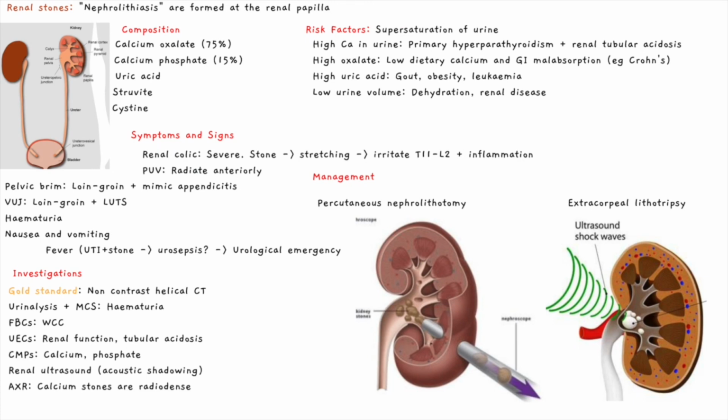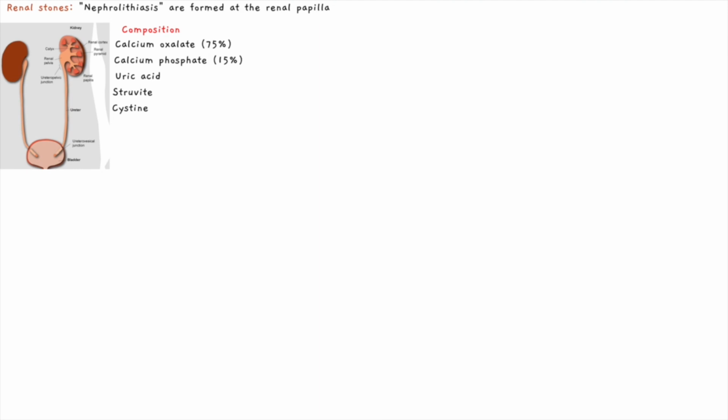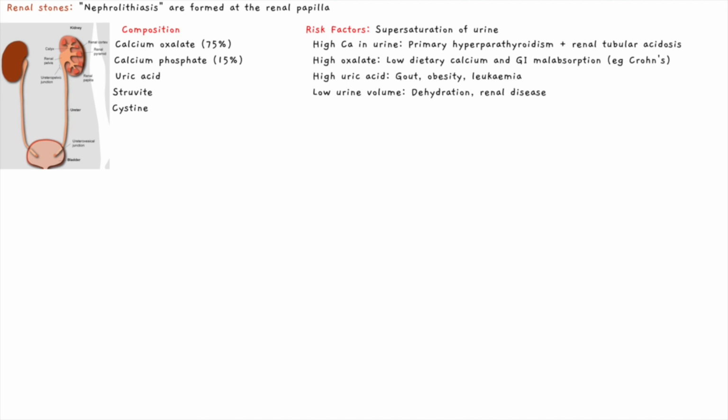This video is on renal stones. Renal stones are commonly formed in the renal papilla, and this is called nephrolithiasis. There are 5 main types of stones. The most common ones include calcium, whether it be calcium oxalate or calcium phosphate. In addition, uric acid stones are possible, as well as struvite stones that are especially associated with UTIs, and cystine from genetic abnormalities. Risk factors revolve around supersaturation of urine within these components.